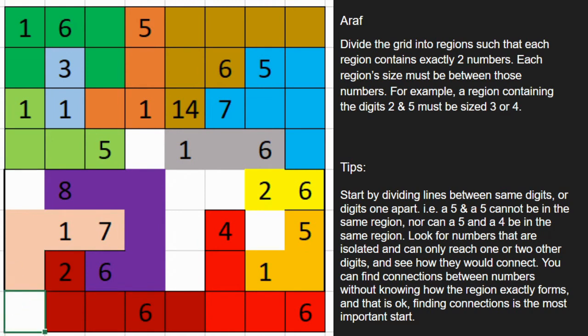So this must be peach. This or tan or salmon. I don't know what color it is. But I do know it's part of this region here. 1, 2, 3, 4, 5. Now it could have one more. It could come up here. But that cell could also be purple.